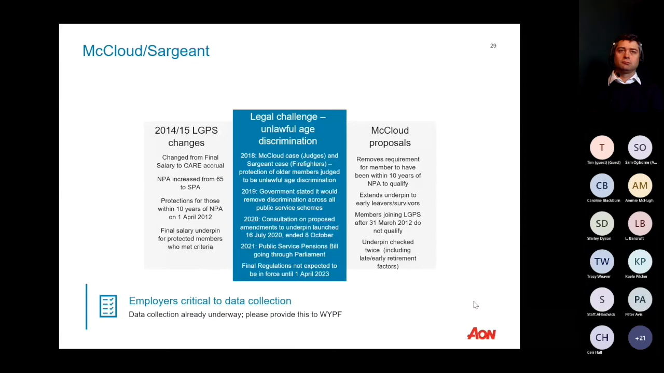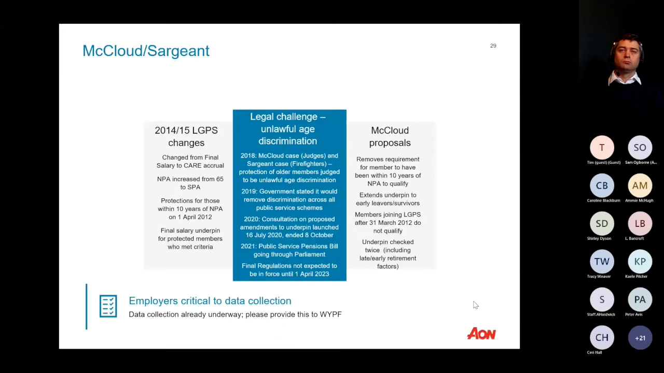We have the Public Service Pensions Bill, which implements some of the changes at a very high level across all of the public service schemes. That's currently going through Parliament. It's had its second reading, I think, in the House of Lords committee stage this month. Following which we will get final LGPS regulations to implement the changes to remove this unlawful age discrimination. But they are not expected until the 1st of April 2023. And I've put on slide 29 here the proposals that government put forward as part of the draft regulations for the LGPS.